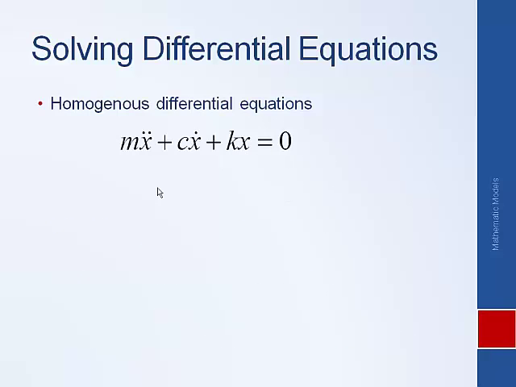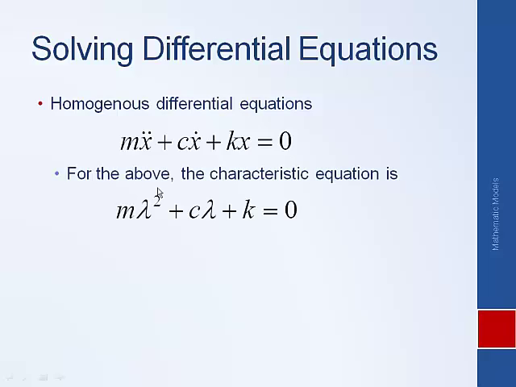So here again is our homogeneous differential equation. The corresponding characteristic equation has this form, where the characteristic equation is a polynomial where the degree of the polynomial depends on the order of the derivatives. So the second derivative, x double dot, corresponds to lambda squared. The first derivative, x dot, corresponds to lambda to the first power. And if we had a third derivative, then that would correspond to lambda cubed, etc.